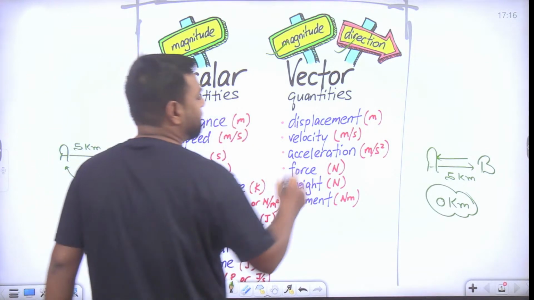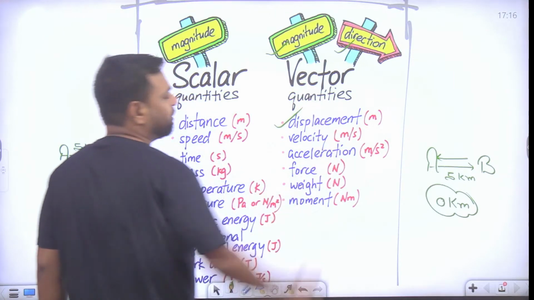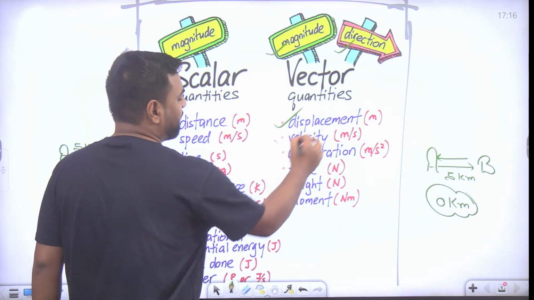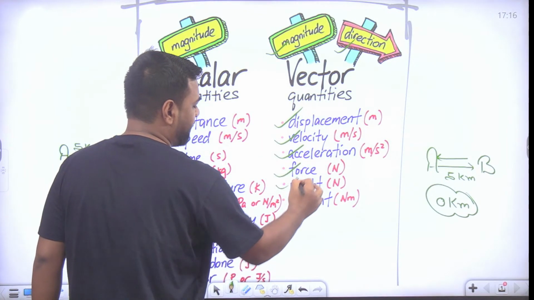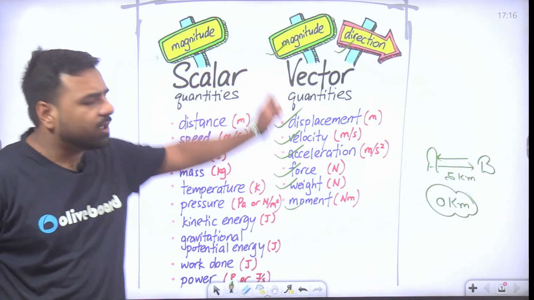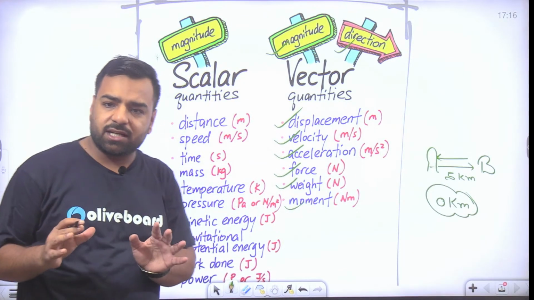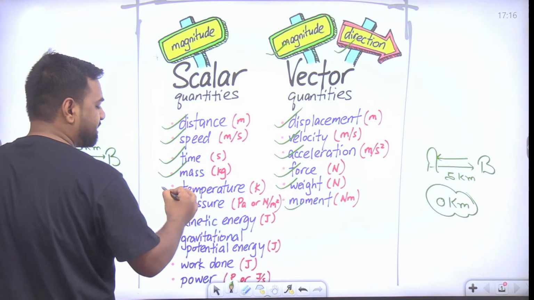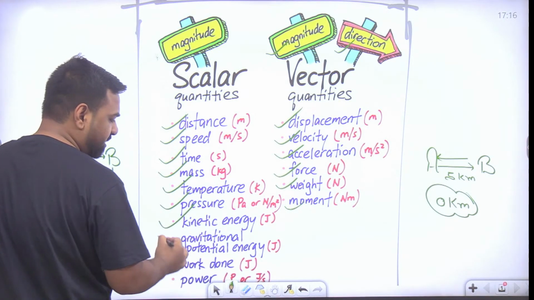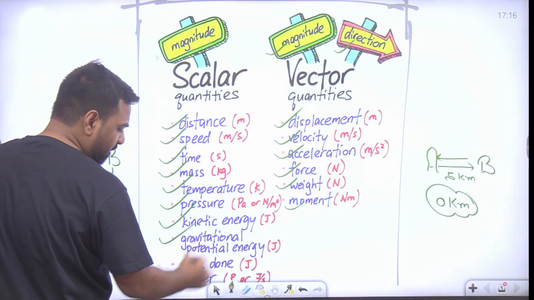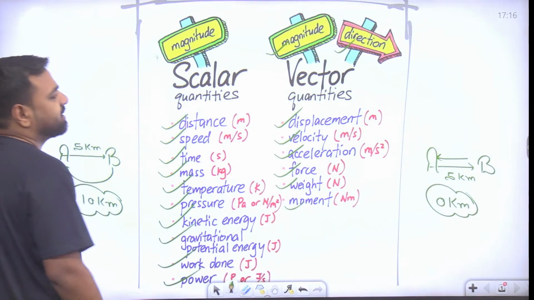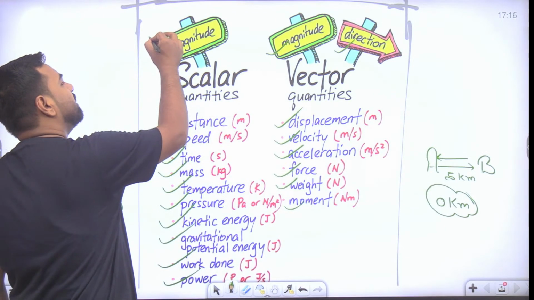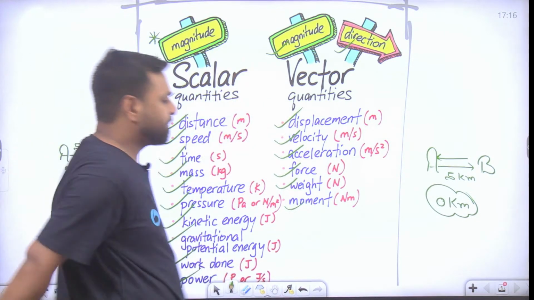So the first example that I've given you is related to displacement. Displacement, velocity, acceleration, force, weight, moment, they all are vector quantities. If I talk about scalar quantities, yes, distance, speed, time, mass, temperature, pressure, kinetic energy, gravitational potential energy, work done, power, they all are scalar quantities because they only and only have magnitude.